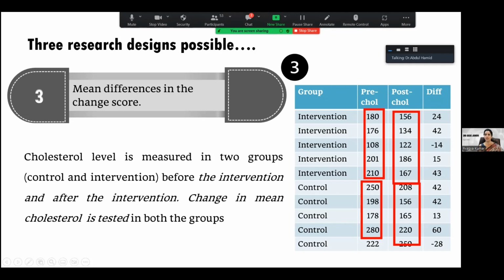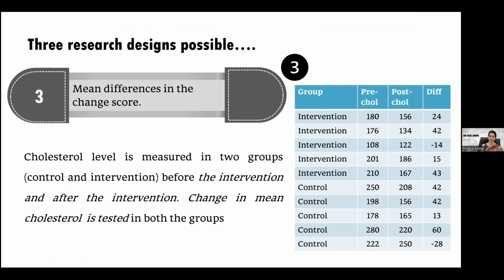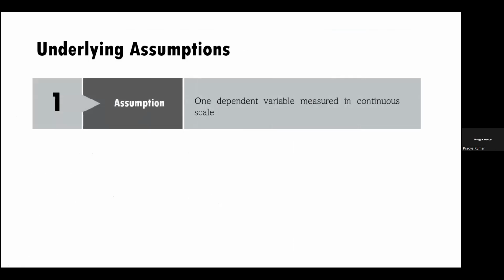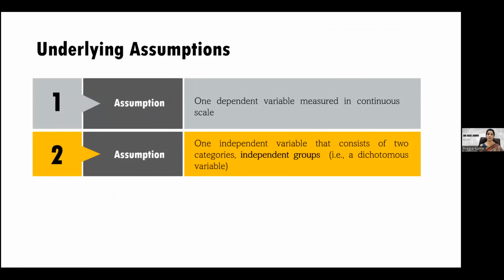Everybody else, did you understand or is there still any confusion? If not, then I'll go ahead. So the underlying assumptions: the first assumption is there is one dependent variable which is measured on a continuous scale, like we have seen with so many examples right now. And the independent variable is always a categorical variable having two categories, dichotomous.